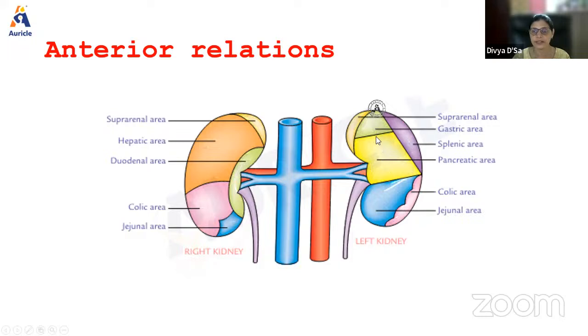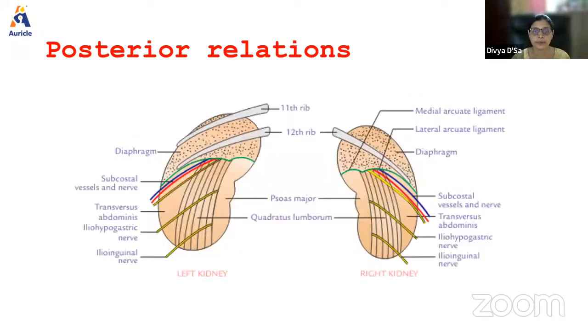Here, the stomach is in relation in the gastric area. Then the pancreatic area is opposite to this hilum. And then below, the colic area where we have the left colic flexure, and this blue thing is the jejunal area where coils of jejunum are present. Posteriorly in the upper part, it is related to the 11th and 12th ribs as well as to the diaphragm. Okay, so the 11th and 12th ribs and the diaphragm.